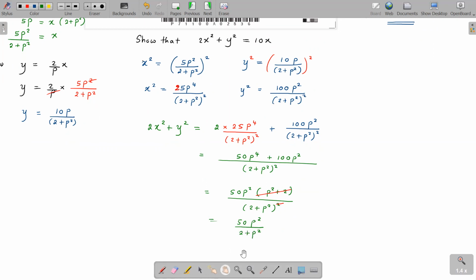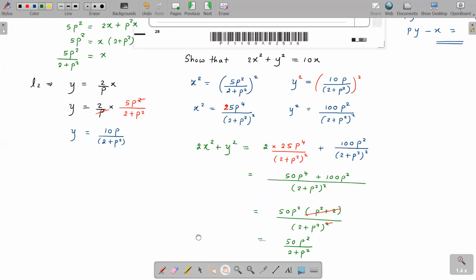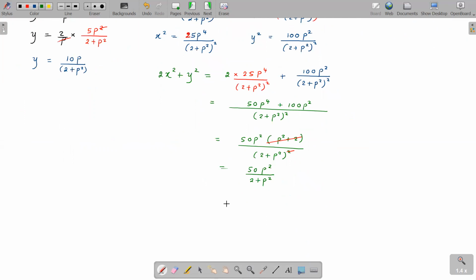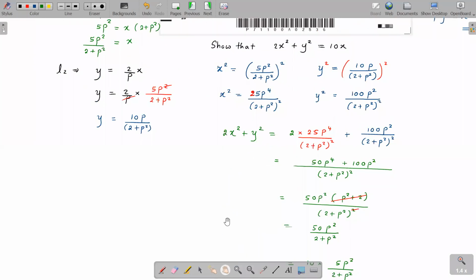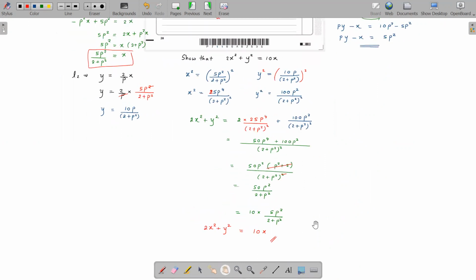Now I need to show it's 10x, right? So 2x square plus y square should be 10x. So 50 I can break as 10 times 5. So 10 times this, 5p square over 2 plus p square. Can you see that 5p square over 2 plus p square is the actual x? So this is 10x. So this is your x. Can you see how we show that? So this is how it's done. Okay.